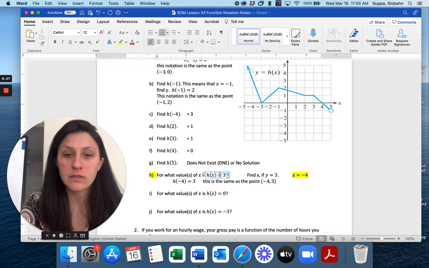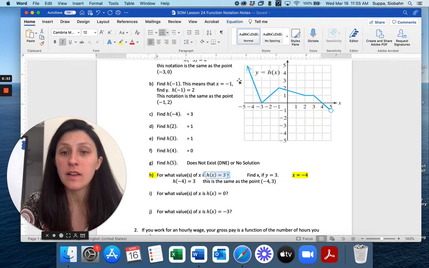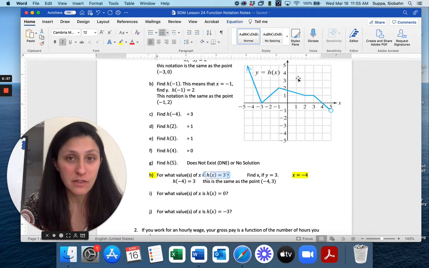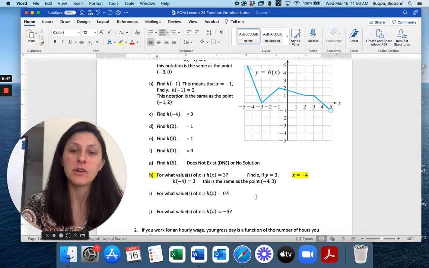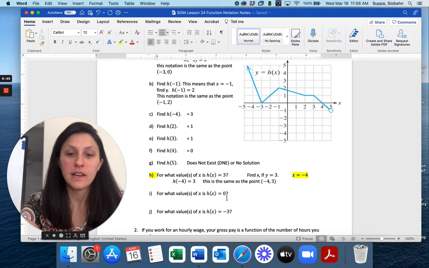Y here is 3. So here's where y equals 3. Now there happens to only be one point here, but if I scanned left and right, like this graph could have come all the way up here and come back down. Then there would actually be another answer. So you might have multiple answers for what the x value can be if you know your y value already, which we're about to see in part I. So go ahead and pause your video now and try part I.